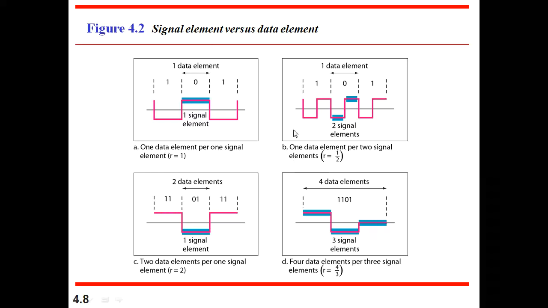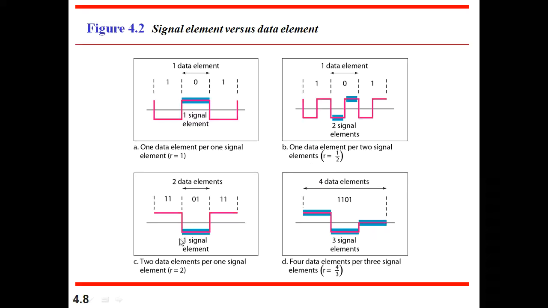Whereas in the second diagram, there is one data element per two signal elements. To represent one data element, two signal elements are used. If you observe, one is represented with two signal elements. The actual pulse has been divided into two parts. So small r is equal to 1 by 2.